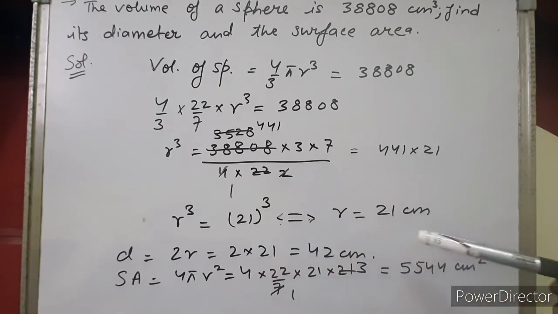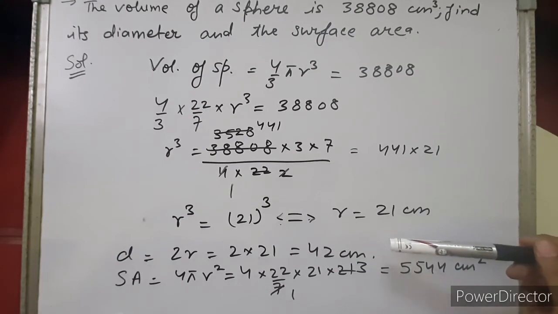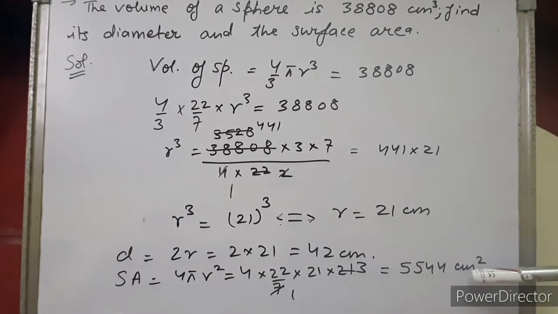So this r cube value will be equal to 21 cube. Taking cube root on both sides, we can say that the radius of the sphere is 21 centimeter. When the radius is 21 centimeter, the diameter is twice the radius, so 2 into 21 equals 42 centimeter. And surface area is 4 pi r square. If we put the value of r as 21 centimeter, we get 4 into 22 upon 7 into 21 into 21. On cancelling out by 7, 7 1s and 7 3s are. Multiplying these terms, we get the surface area as 5544 centimeter square. Alright children, please note down the solution.